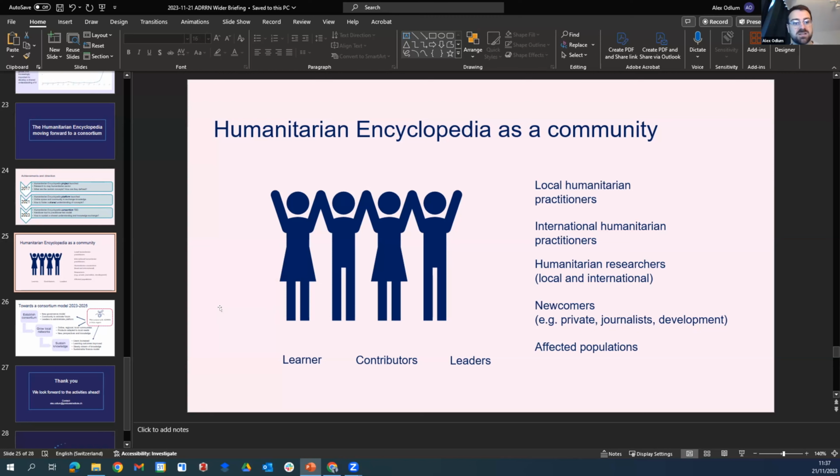And affected populations who have every right to understand the language and the jargon that's used in the response that is trying to help them. And people can come as learners, they can come as contributors, and we need more leadership. And this is also where the consortium and governance question comes in.